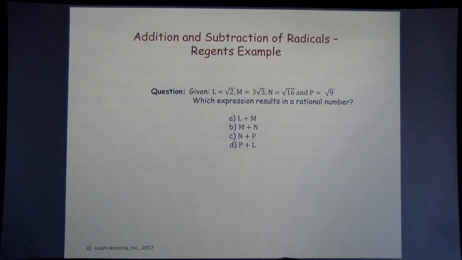Okay, this is a Regents question. Everything that has the little blue polka dots in back are Regents questions. So let's try this one. Given L, M, N, and P, which expression results in a rational number? Remember, rational can be put in the form of P over Q, where Q is not equal to 0. So let's give this one a try. I'll give you a minute to try it.